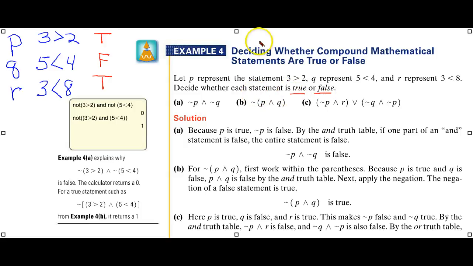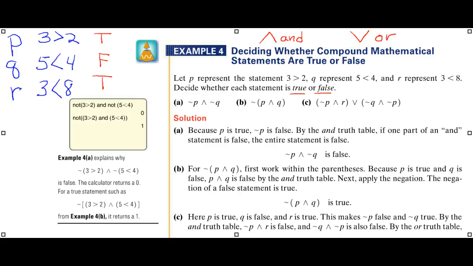Now remember, the symbol for caret is the word and. Both must be true for that to be true. And the inverted caret is the symbol for or. This is the conjunction. This is the disjunction. Here only one part needs to be true, or both. But to be false, both must be false.